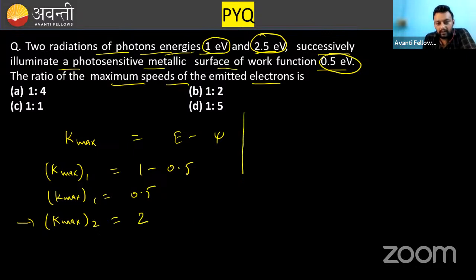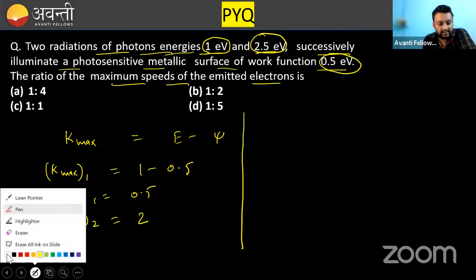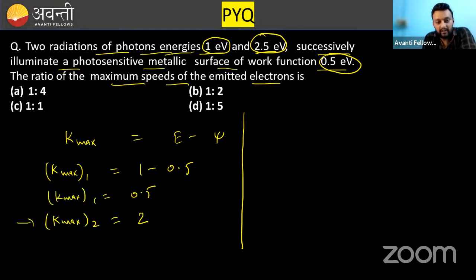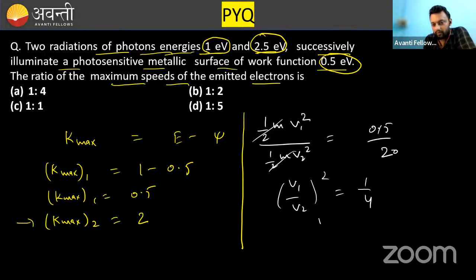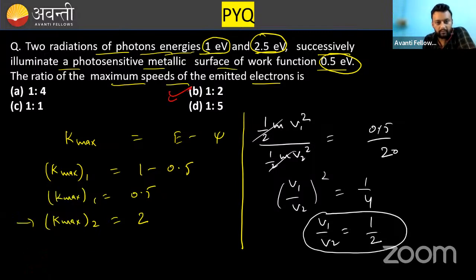Is it clear? But they are not asking me the ratio of kinetic energy. They are asking the ratio of velocities or speeds. So K can be written as half m v1 square divided by half m v2 square is equal to 0.5 divided by 2. I have changed the kinetic energy in terms of speed. Half m will be cancelled. So v1 by v2 whole square is equal to 1 by 4. So v1 by v2 will be 1 by 2. Which is the correct option? Option number B.